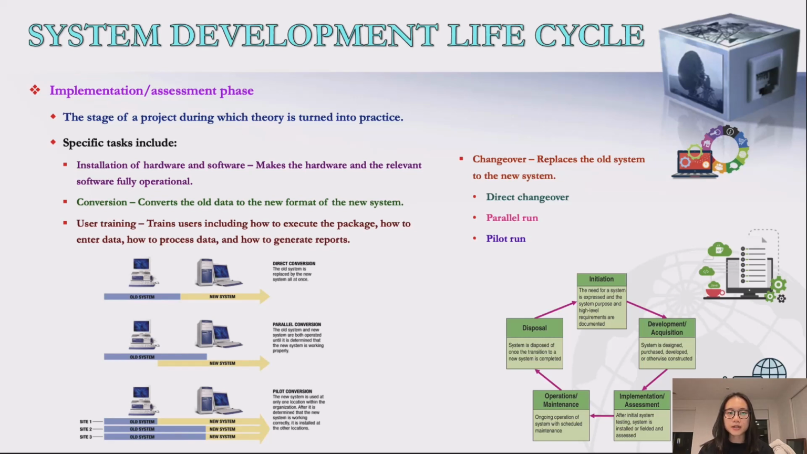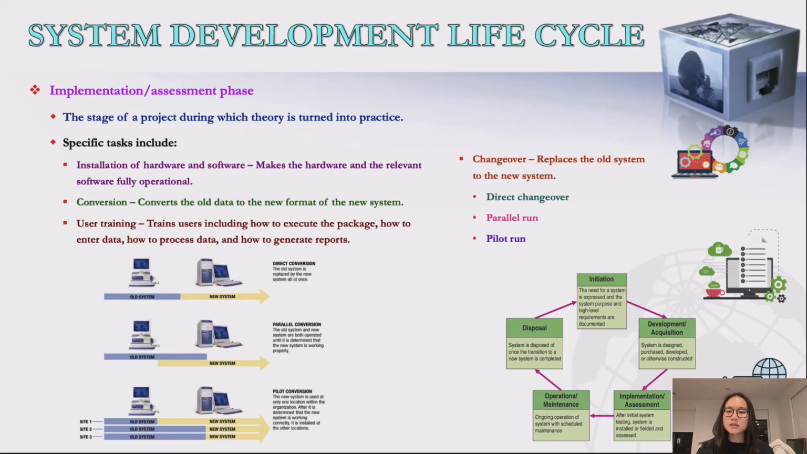And second part here is conversion. So the old data need to be converted from the old system to operate in the new format of the new system. And during this process, all programs of the new system are loaded onto the user's computer. And the third major part of this phase is user training. So the main subjects of user training can include how to execute package, how to enter data, how to process data, and how to generate reports.